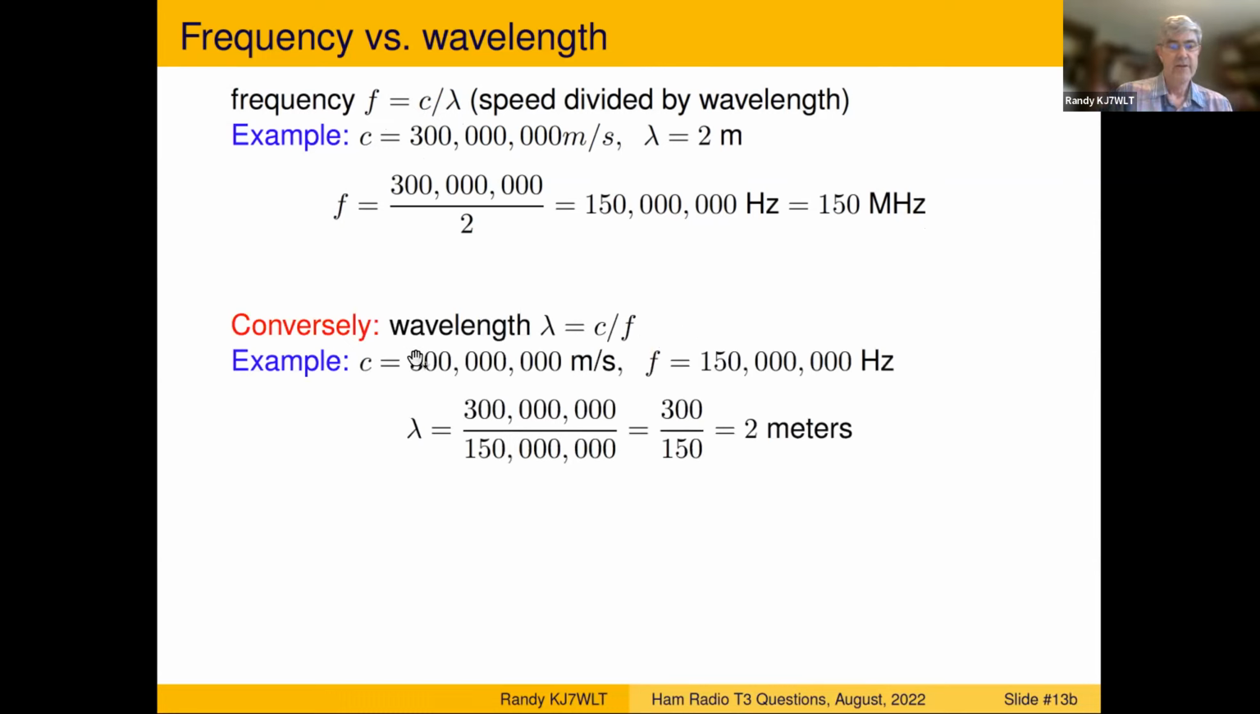And so with the same example, the speed of light is the same as before, and now if we're given that the frequency is 150 megahertz, then we would take the 300 million meters per second divided by 150 megahertz. We could cancel out the million from top and bottom, and that's the same as 300 divided by 150, which is 2 meters.